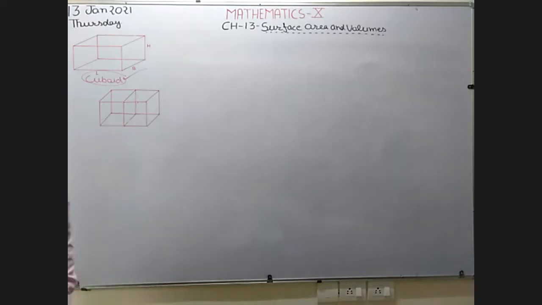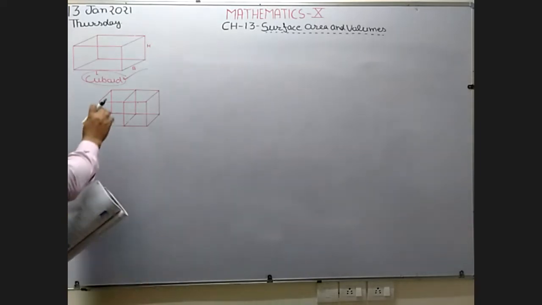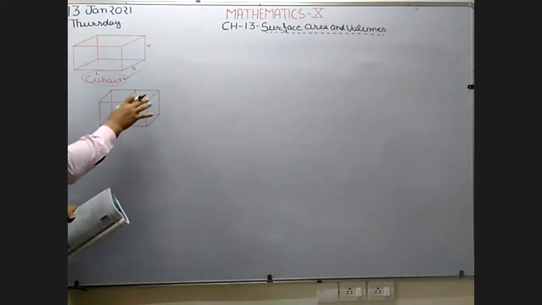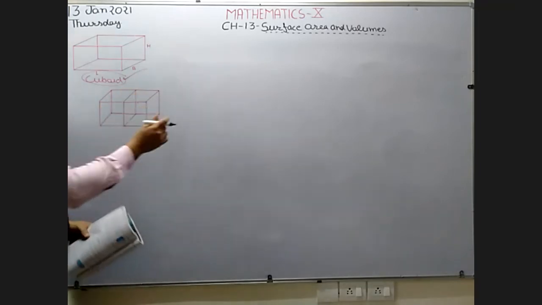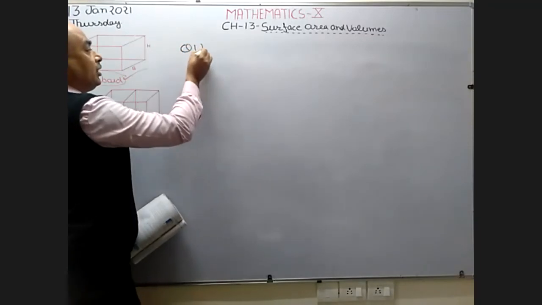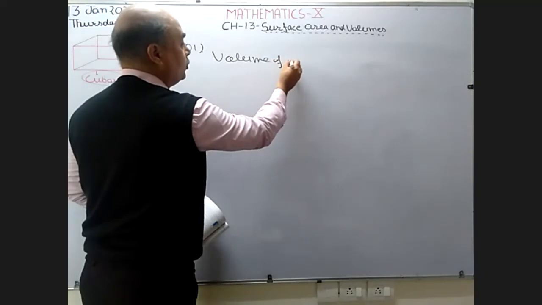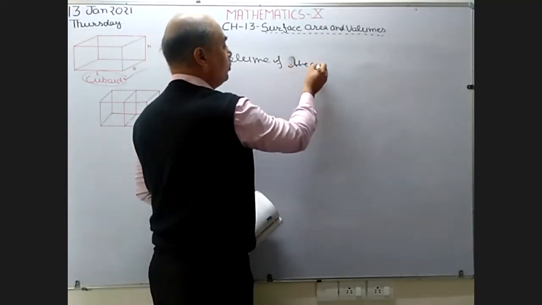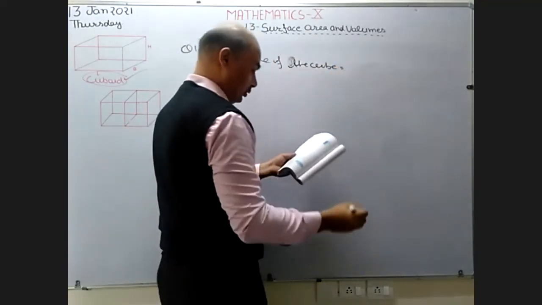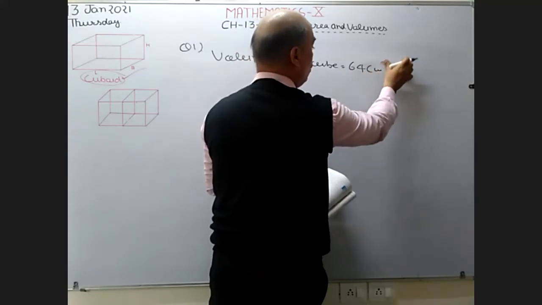Now see what is given in this question. Volume of the cube is given. Volume of each cube means volume of one cube is 64 centimeter cube, not both cubes. Volume of one cube is 64 and volume of this cube is also 64. So write question number 1. Volume of the cube is given in this question, which is 64 centimeter cube.